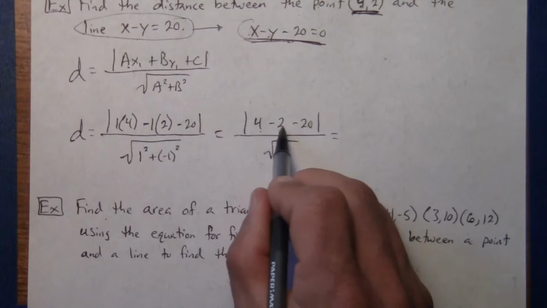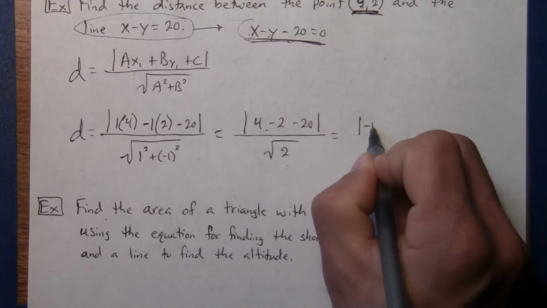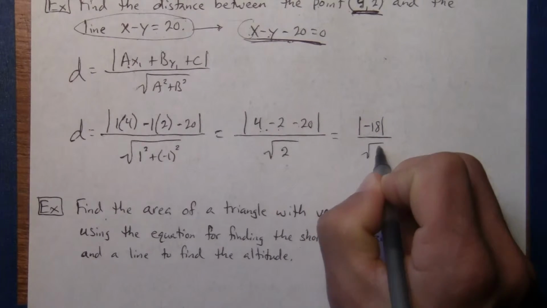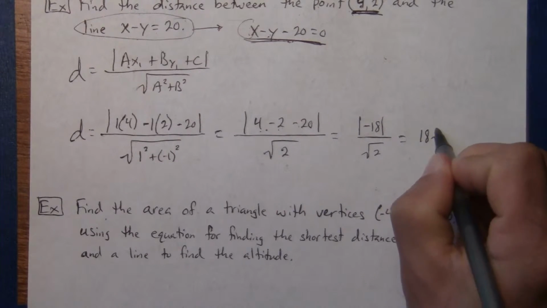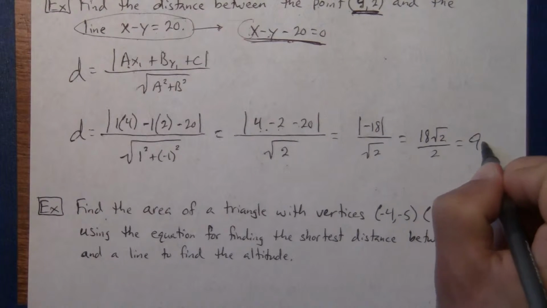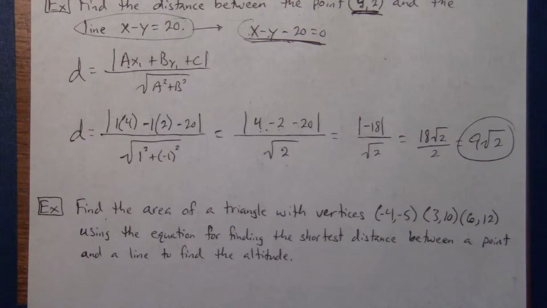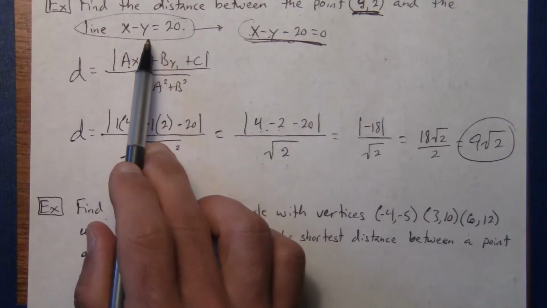And it looks like if we added those two, I get 2 minus 20 should give me the absolute value of negative 18 over the square root of 2. I know that that's really just 18, and I have to rationalize, so it's 18 square roots of 2 over 2. And now I can simplify here and say that it's 9 square roots of 2. And that would be the distance between that point and that line, the shortest distance.